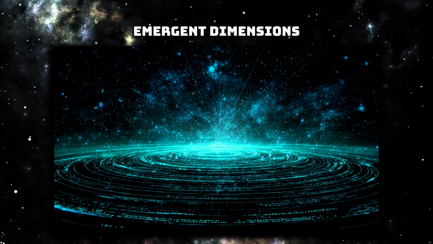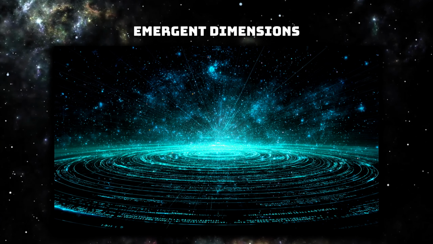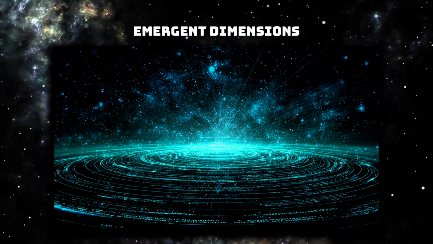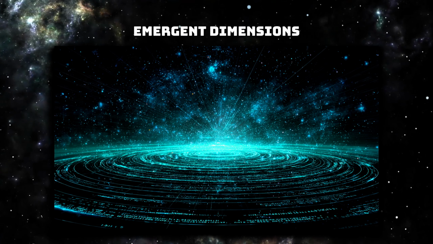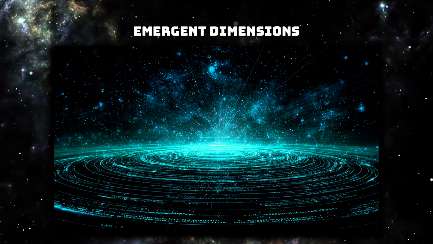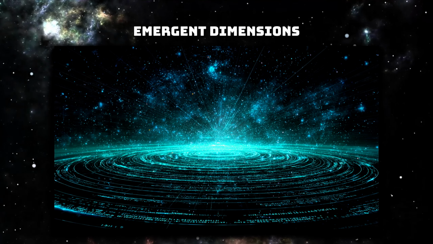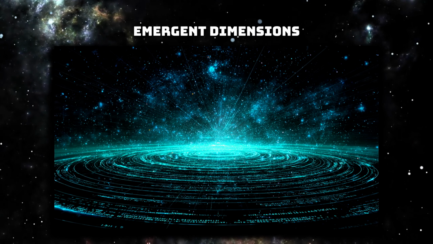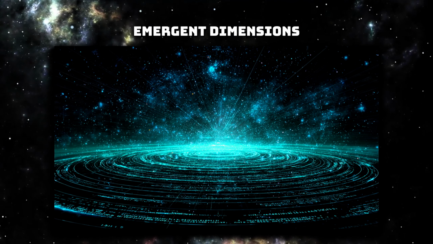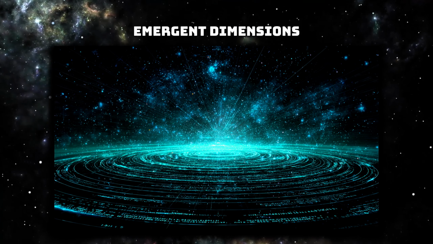In this view, dimensions are not basic ingredients of reality. They are emergent, like temperature or pressure, properties that arise only when enough microscopic components interact. Temperature doesn't exist for a single particle. It emerges from billions of molecules bouncing around. Similarly, space-time may emerge from billions of bits of quantum information interacting in specific patterns.